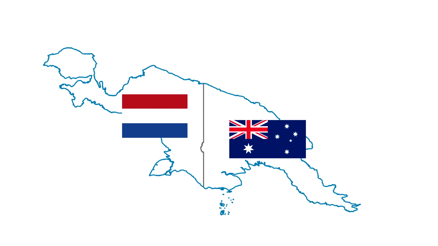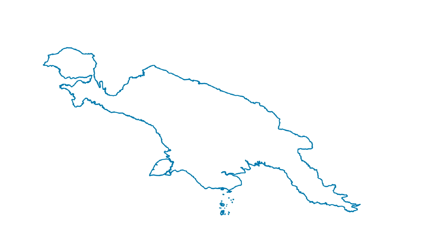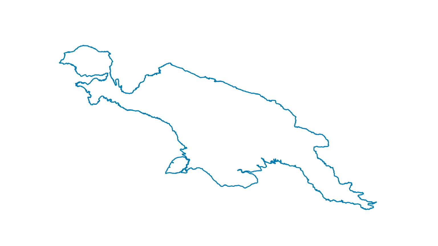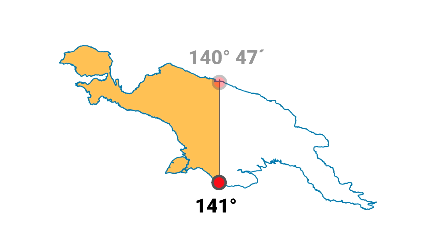Now, what about the border between the western part of New Guinea, ruled by the Netherlands, and their neighbors? For that, we need to go back to the times when only the Dutch claimed the island. They claimed the western part of New Guinea in several documents. It was firstly somewhat defined in the Proclamation of 1828 and later in the Secret Decree of 1848. In these documents, the Dutch claimed the western part of New Guinea from the 141st meridian to the south and 140 degrees and 47 minutes in the north.